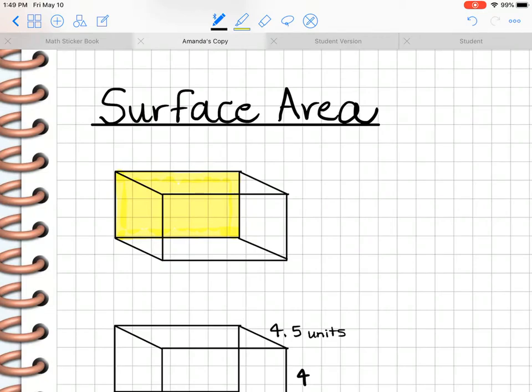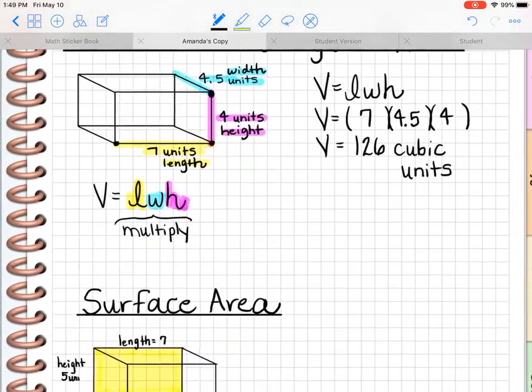So remember, we're comparing the length in this one, which is 7 units. We found that by counting. And the height, which is 5 units. Was it 5 or 4?